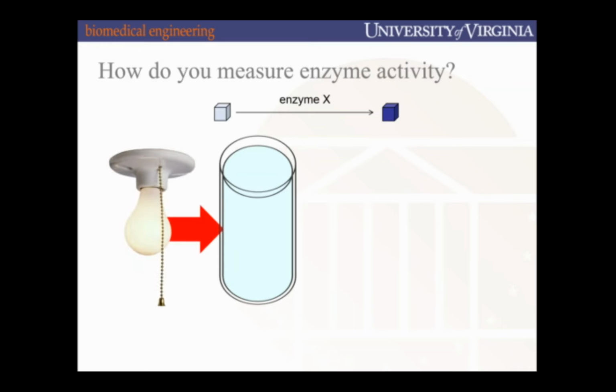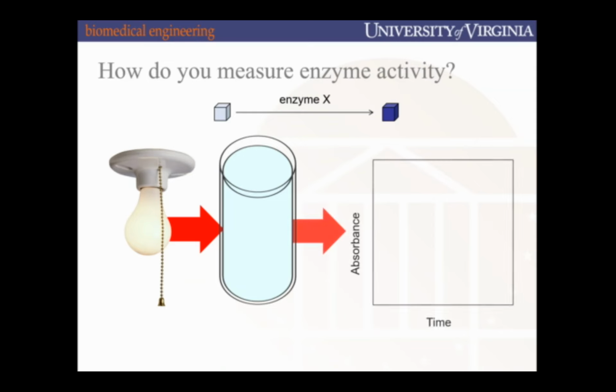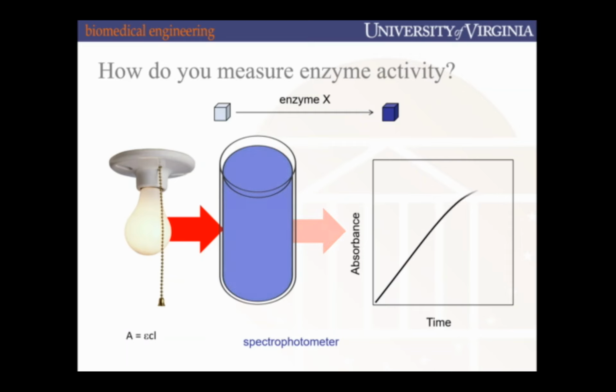Okay, so in the case of colorimetric substrates that change to a specifically colored product, we can shine a light on the reaction and measure how much light is absorbed with a spectrophotometer. We can monitor the increase in absorbance at the product's wavelength over time, and this will tell us how quickly the product is being produced.